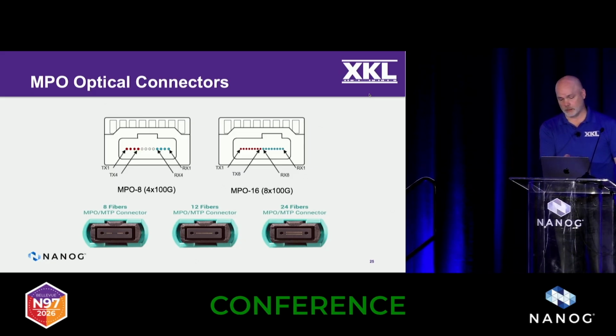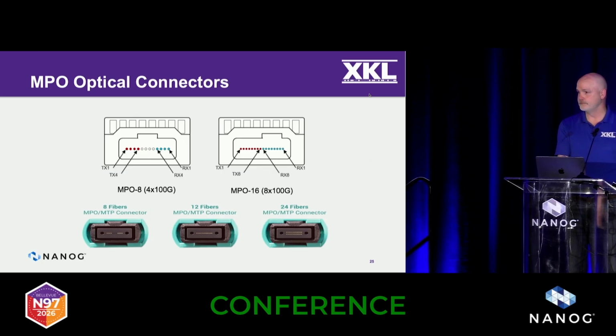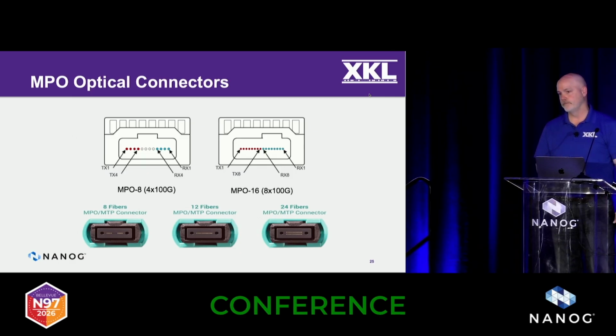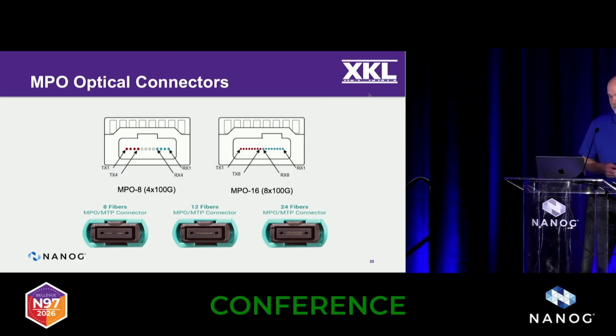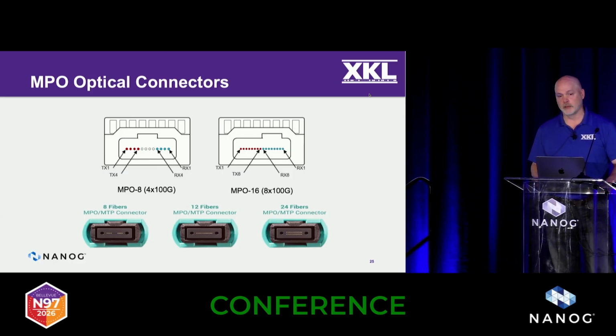And notice the keying is identical. So there's nothing to prevent you from plugging in a 24 fiber MPO into an 8 fiber socket. Sorry, I didn't do it. It's not my fault. But this is what you have to deal with. You got to know what you're doing, and you got to know what the cables are. You got to look at cable part numbers. You got to look at the transceiver itself.